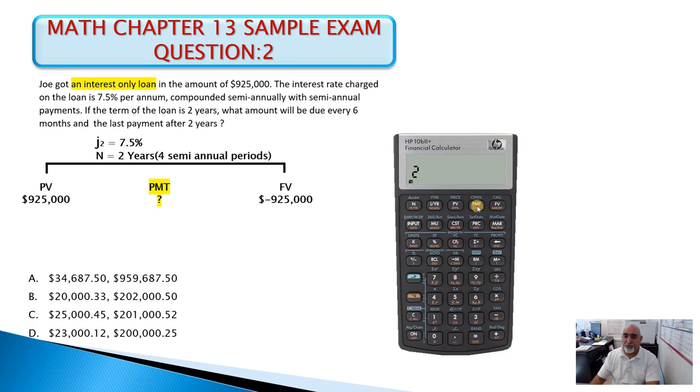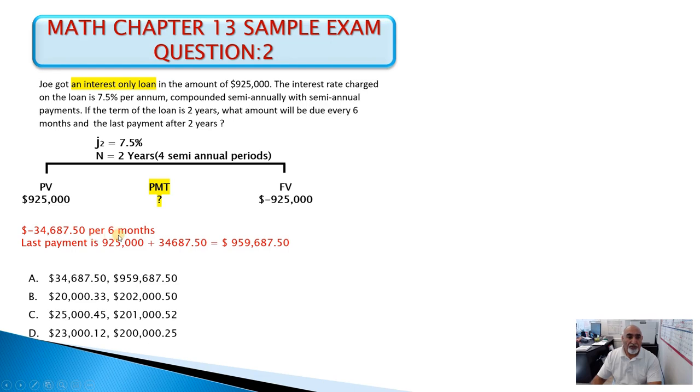2 for the compounding, 7.5 for the nominal, N, I'm going to use 1 for N. PV is 925. FV is also 925 with a negative, and the payment comes out to be 34. Sorry, I did make a mistake on the first time. So the answer is 34,687, and last payment will be add 925 to this number, 959. So it is answer A.